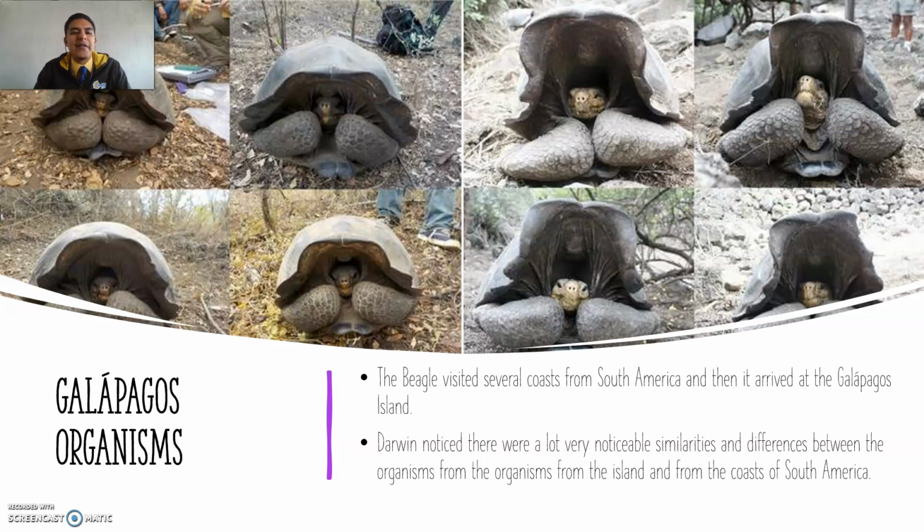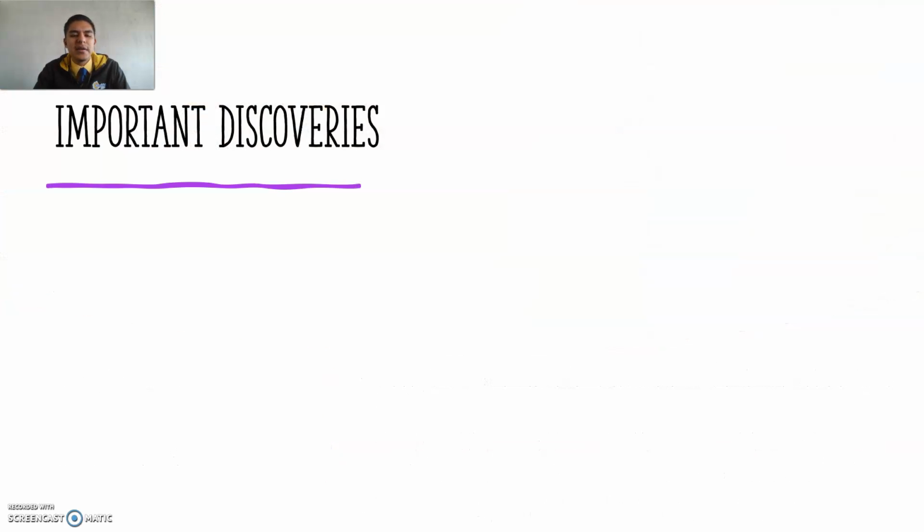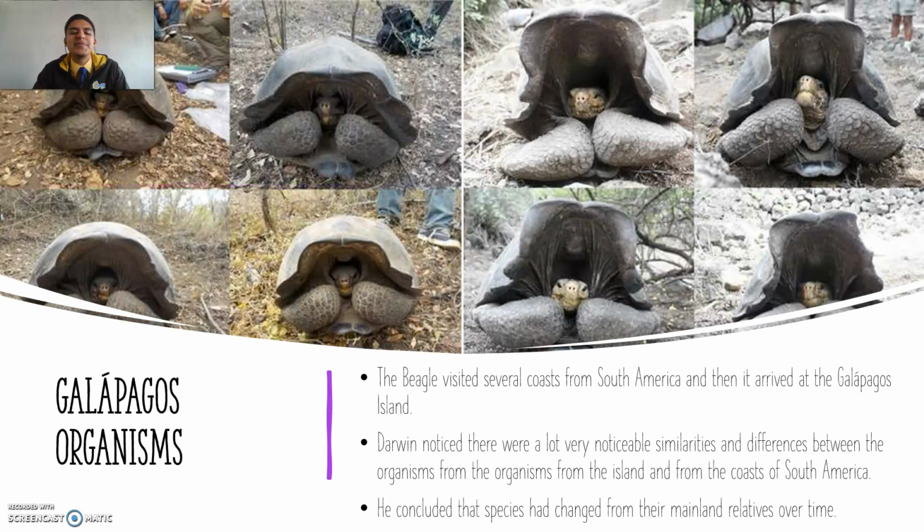But he was wondering, well, these species have very important similarities as well as differences. So how is it possible? He concluded that species had changed from their mainland relatives over time. Basically, this means that all these species share a main relative. So there was like the original bird, let's say, or the original turtle.